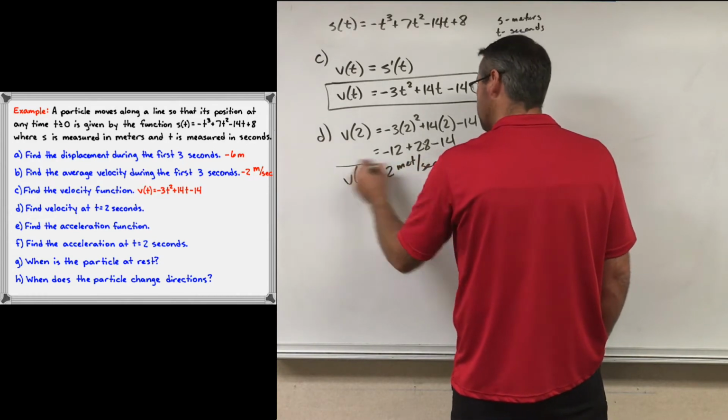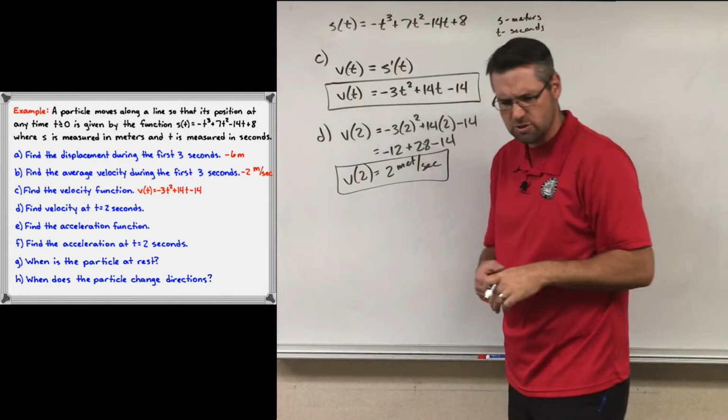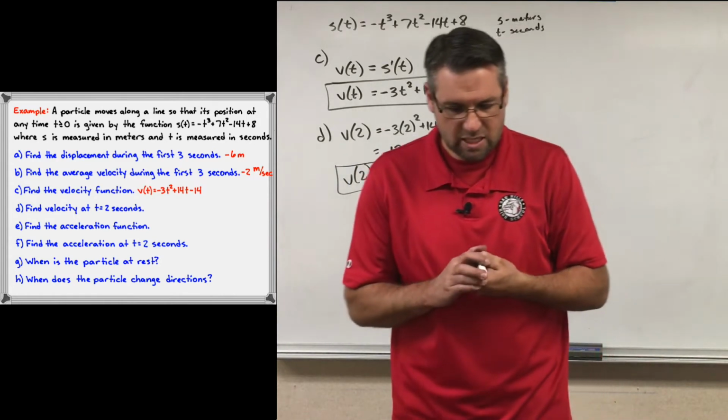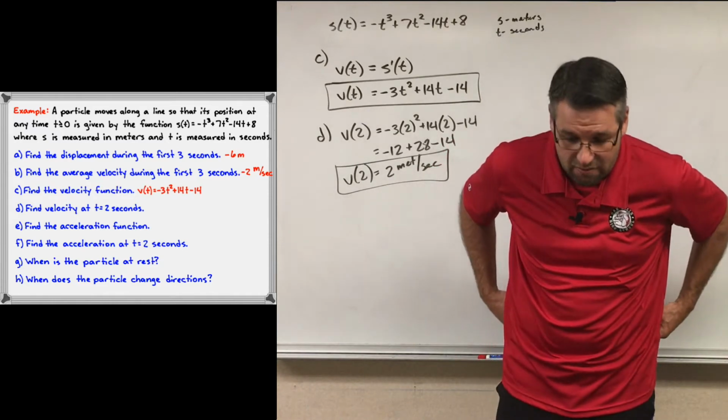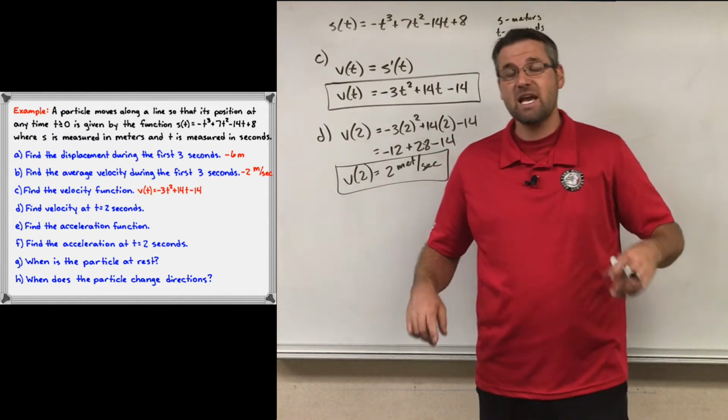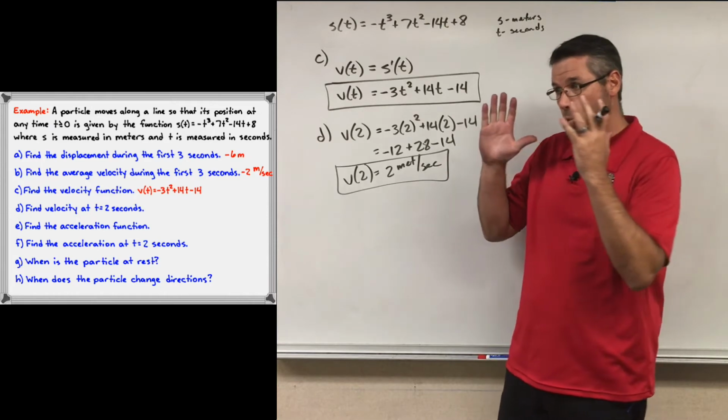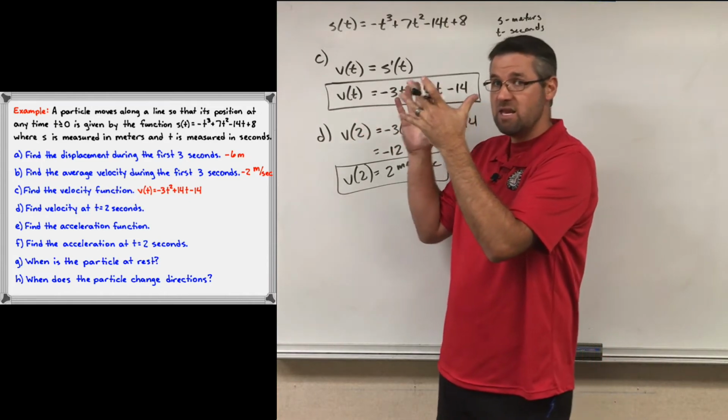So what does that mean? That's interesting. Because remember in part B it says over the first 3 seconds our average rate was negative 2. Which means over the first 3 seconds, we are saying we're heading in the negative direction.